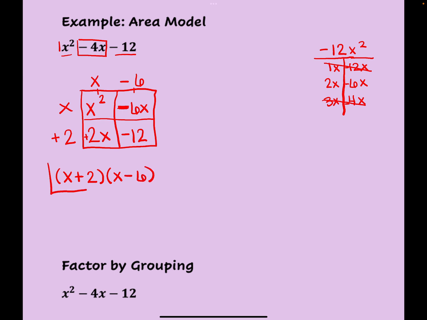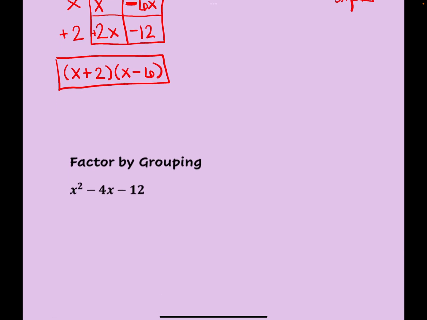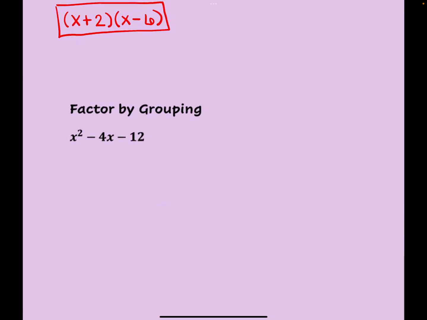Okay, so originally this student was multiplying x plus 2 and x minus 6, and that got them to x squared minus 4x minus 12. So again, instead of putting it together, we're pulling it apart. All right, so then let's look at the same problem by factoring by grouping. I'm going to leave that answer there, and I'm going to do factoring by grouping.